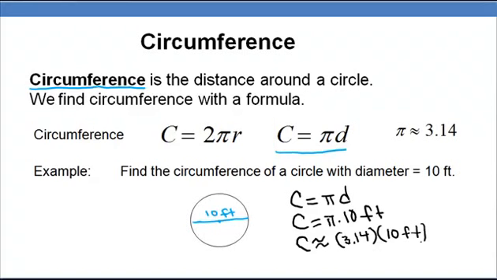If you remember the shortcut of multiplying by a power of 10, the 0 in 10 just moves the decimal one place to the right. So that gives us 31.4 feet.